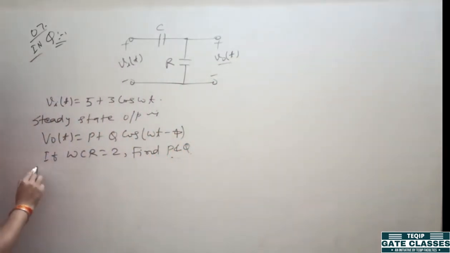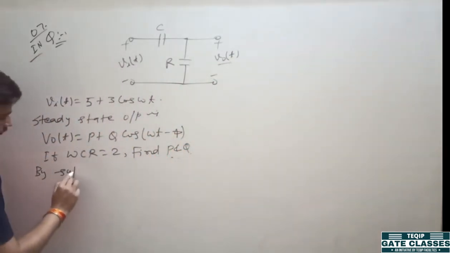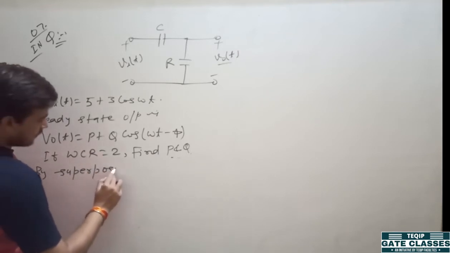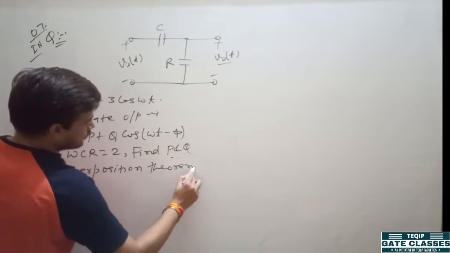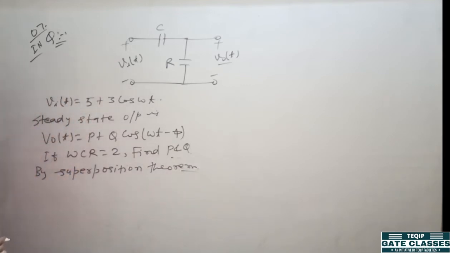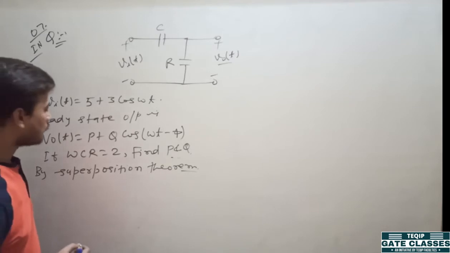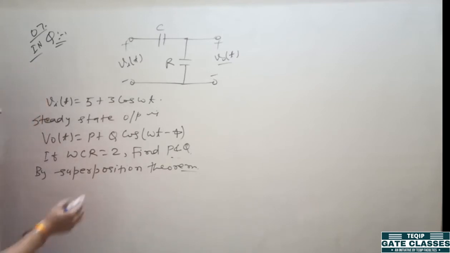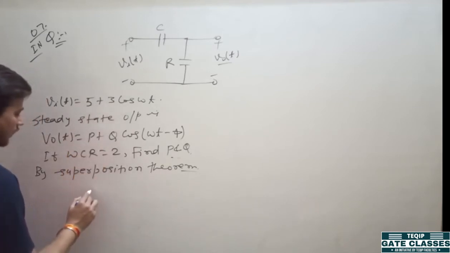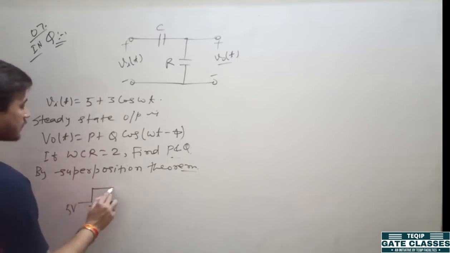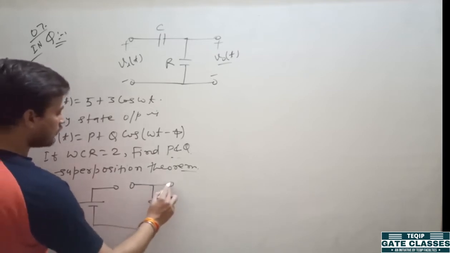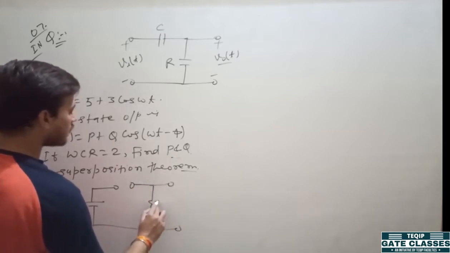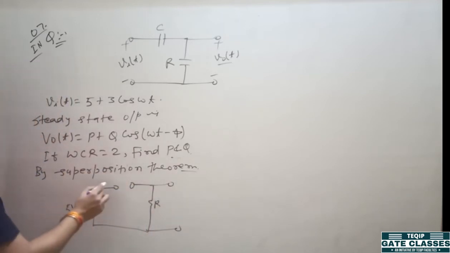By superposition theorem, when the 5 volt battery will be connected, then what will happen? This capacitor will be open circuited for long time. That means they are asking you in steady state, so this capacitor will be open circuited.